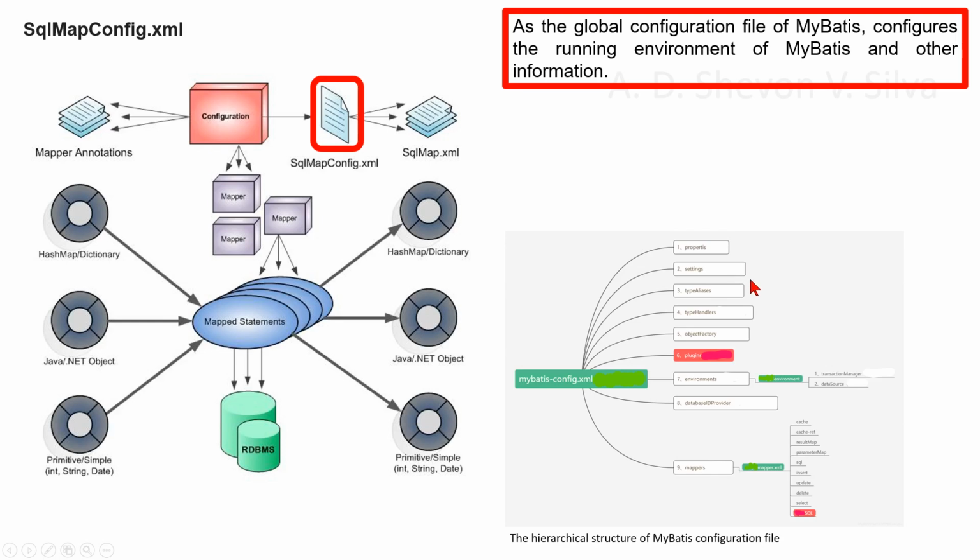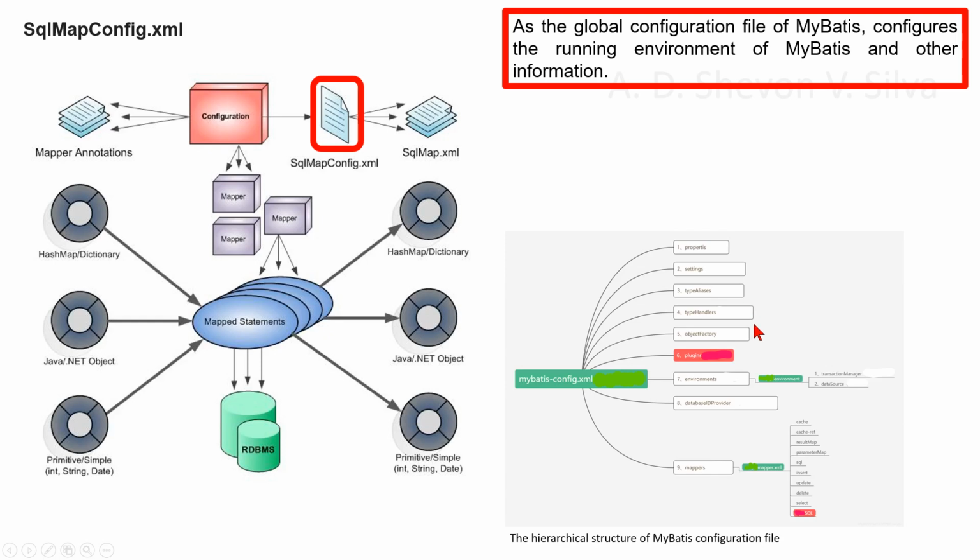Settings. These are extremely important tweaks that modify the way that MyBatis behaves at runtime. Type aliases. A type alias is simply a shorter name for a Java type. It's only relevant to the XML configuration and simply exists to reduce redundant typing of fully qualified class names.